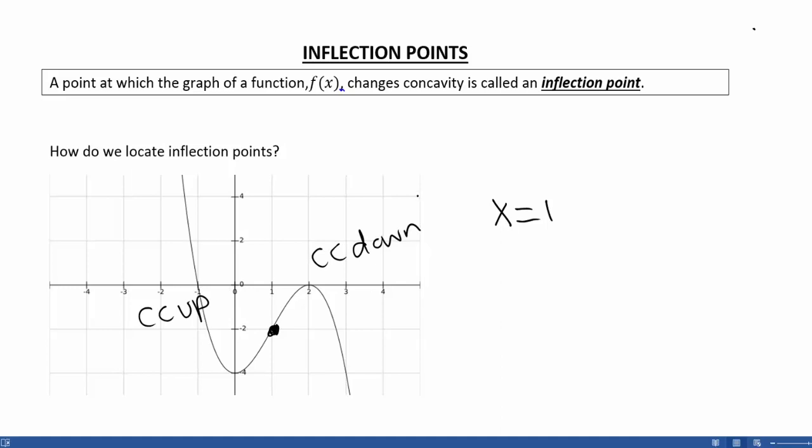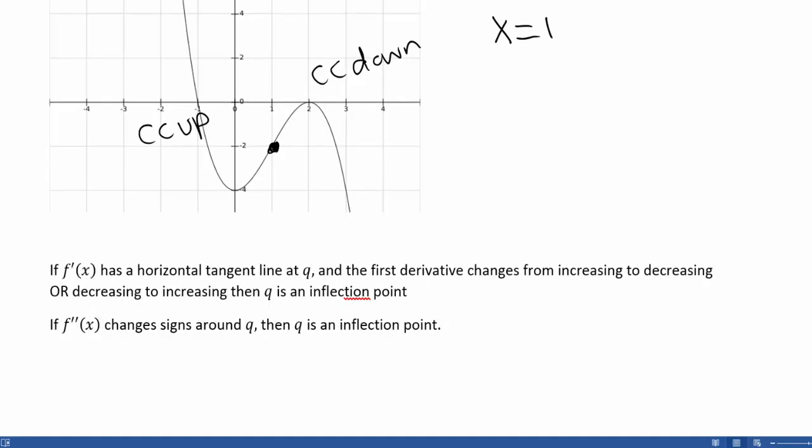So if we have a picture, we can look for where concavity changes visually by looking at the bend of the graph. We can also use the first and second derivative to talk about where we'll have inflections of the original function. Let's talk about how that works. If f prime of x has a horizontal tangent line at q, and the first derivative changes from increasing to decreasing or decreasing to increasing, then q is an inflection point.